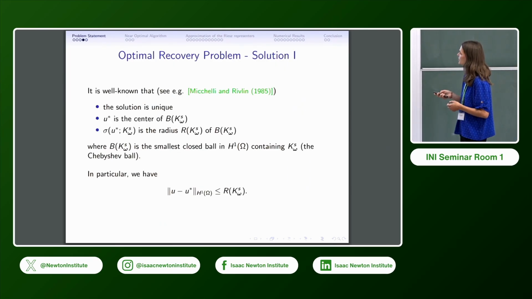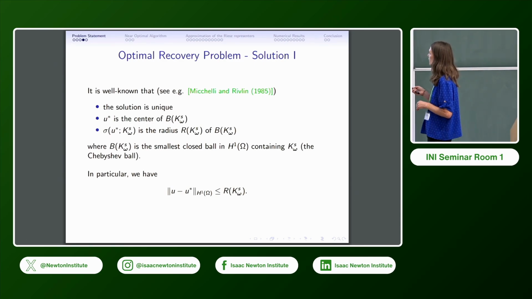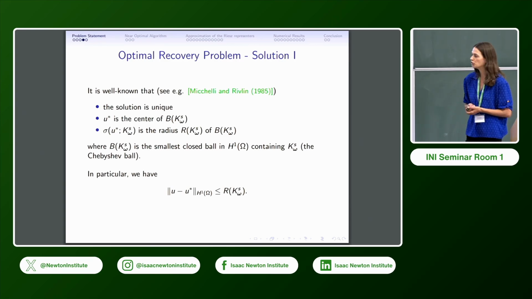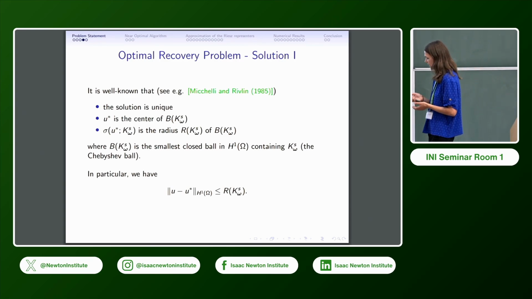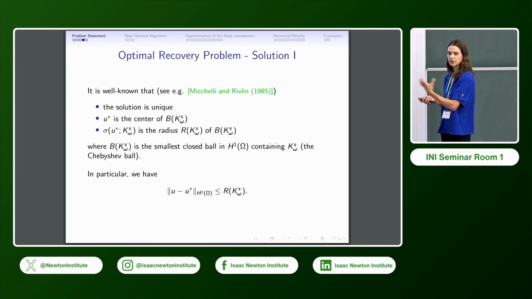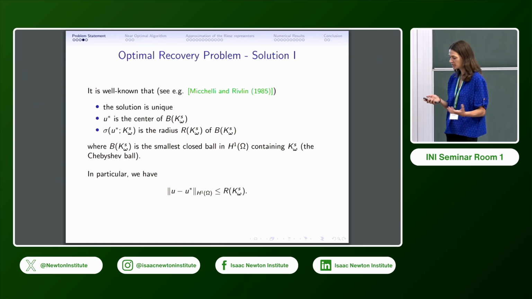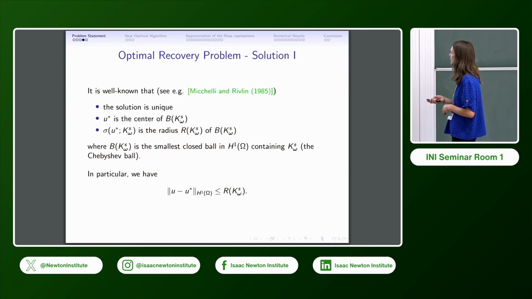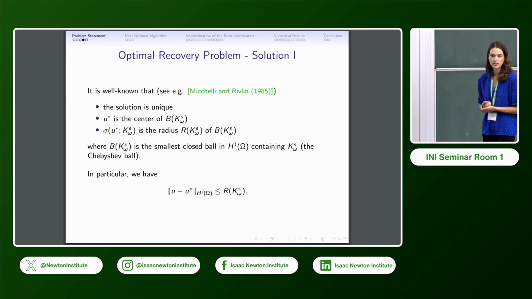this B here, is simply the smallest closed ball in H1 that contains our compact set K omega S. And then the so-called recovery error. So U is the solution I try to recover. U star is the Chebyshev center. And so we have that the error is bounded by the Chebyshev radius with constant 1.